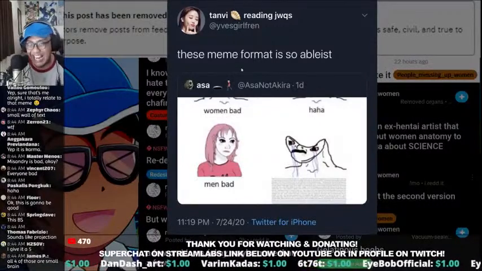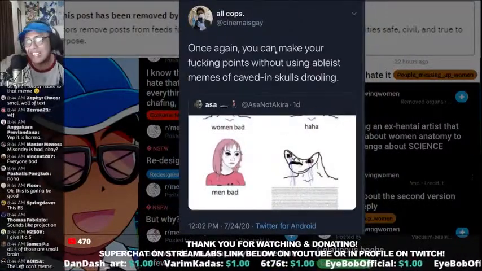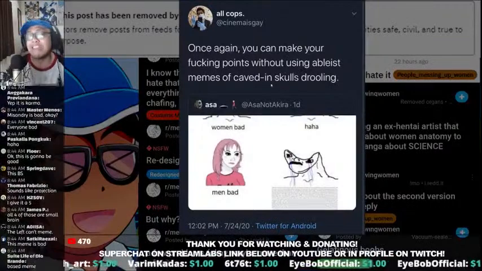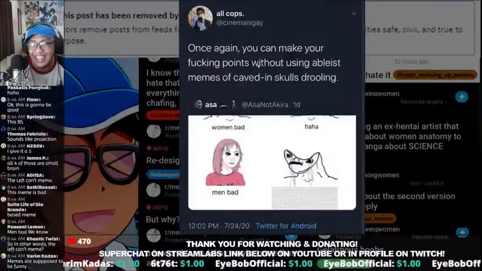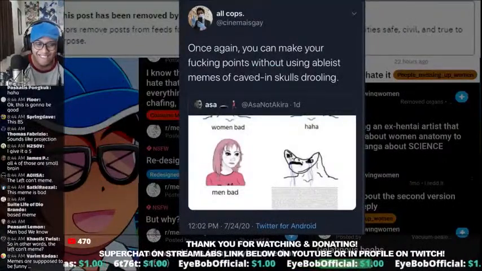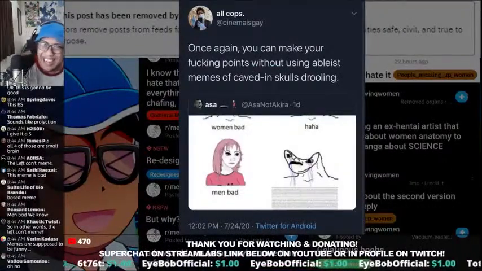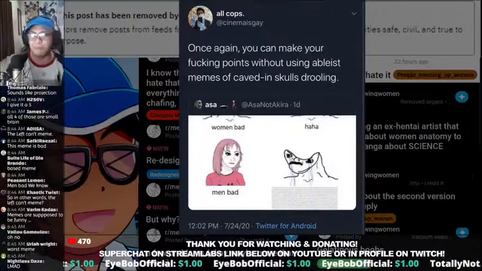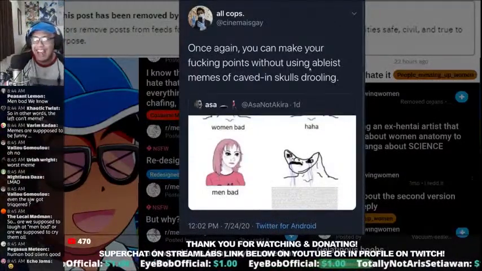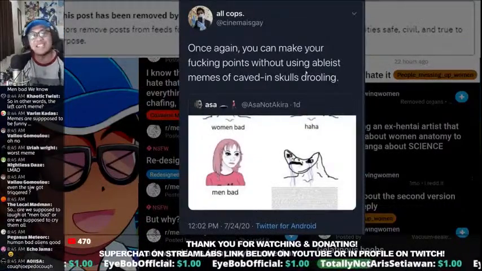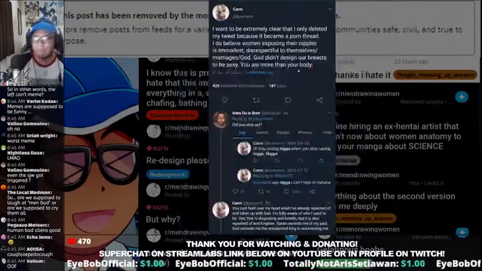This meme format is so ableist. Once again, you can make your fucking points without using ableist memes of cave-in skulls drooling. I can't believe I'm playing this repeatedly. Yeah, kind of defeats the purpose of the meme, isn't it?